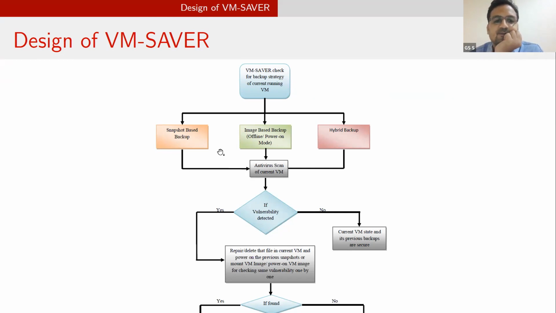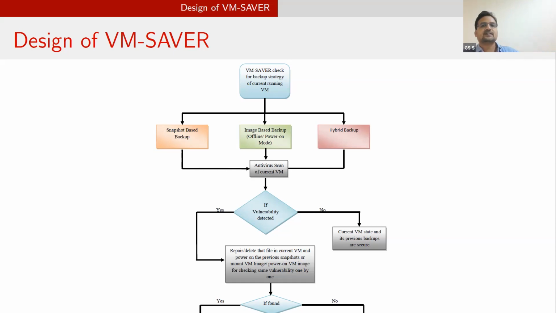A pure snapshot based backup, a pure image based backup, which is a clone, or a hybrid backup, which I told you about earlier: take a clone at 12 at night, and after that a snapshot every one hour. These are the three kinds of backup you can offer. Most people who want fine grained backup will go for hybrid backup.